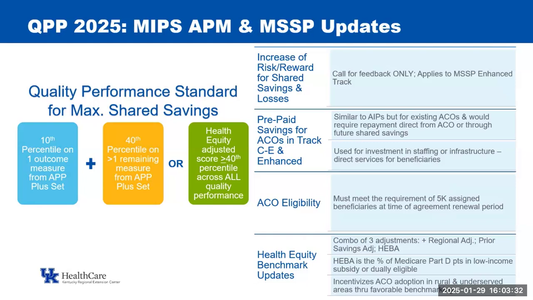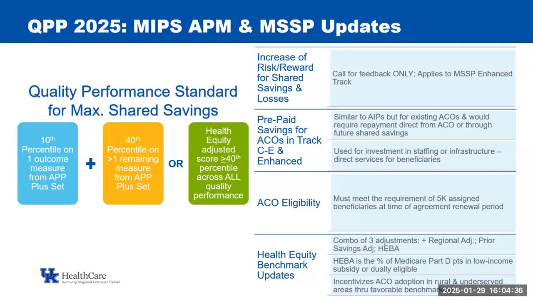Now, digging into the Medicare shared savings portion of this final rule, CMS didn't make any changes to the quality performance standard for Medicare shared savings ACOs to receive that max shared savings rate. So there's still that bonus that's in place if you do submit via ECQMs. You have to hit the 10th percentile on at least one measure out of that APP Plus measure set. And you have to have the 40th percentile on at least one measure from the APP Plus set as that submitting ACO or APM. Or you can have a health equity adjusted score greater than the 40th percentile across all quality performance. So if your final quality score is greater than the 40th percentile across all eligible clinicians, not just those in an ACO, but all eligible clinicians, you could meet the shared savings threshold that way.